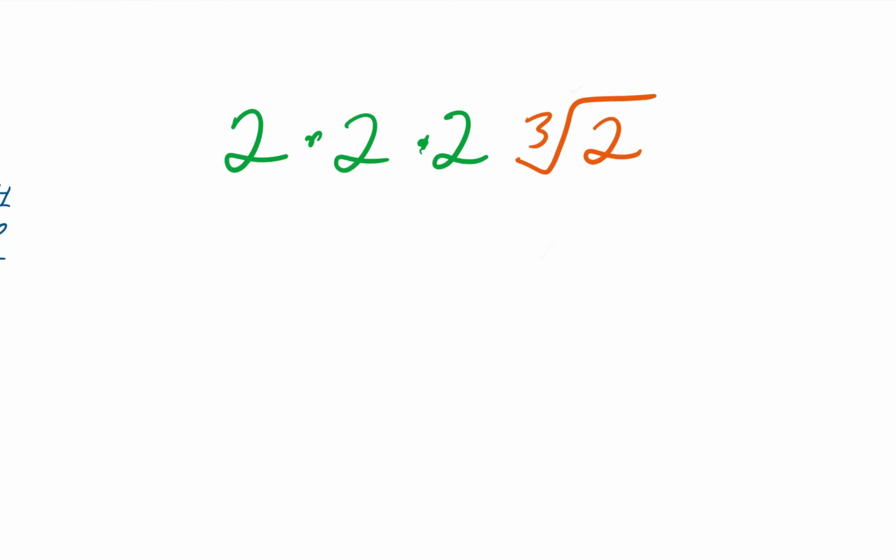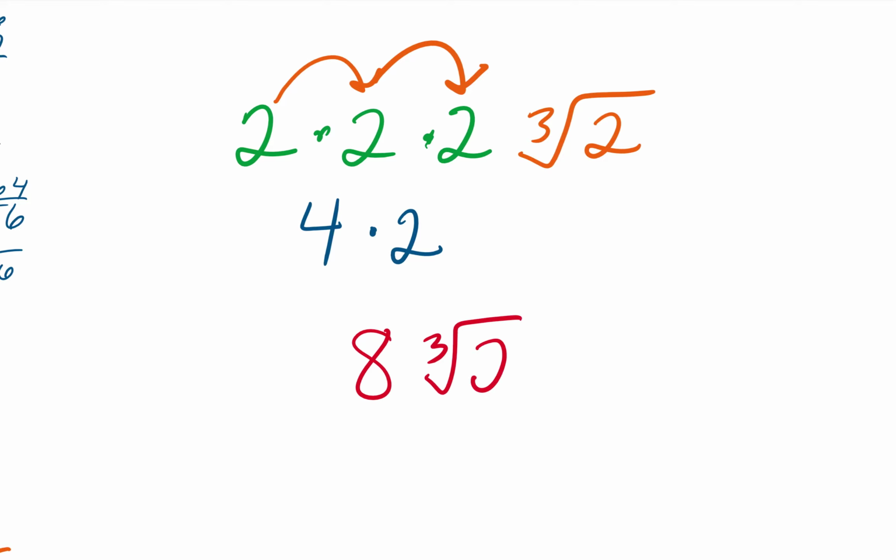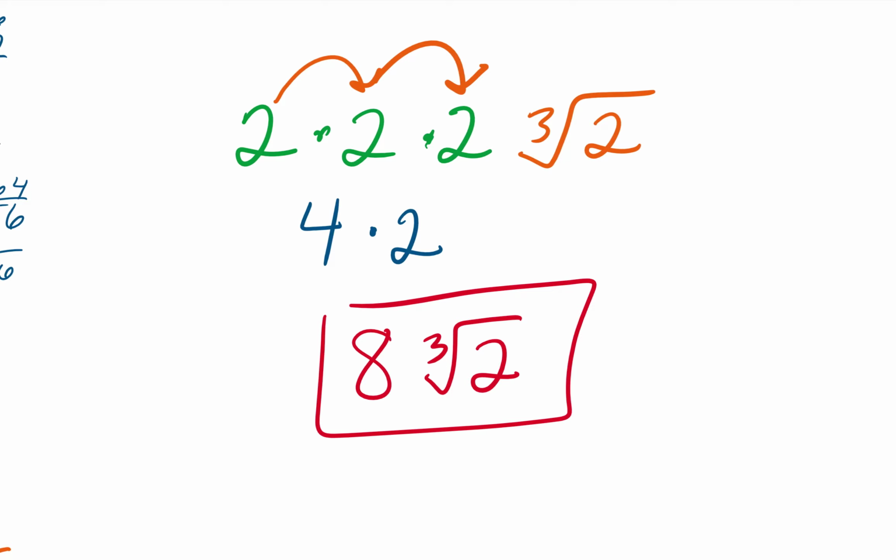Now I have to just multiply. I have 2 times 2 times 2, right? 2 times 2 is 4. 4 times 2 is 8. And that would be my answer.